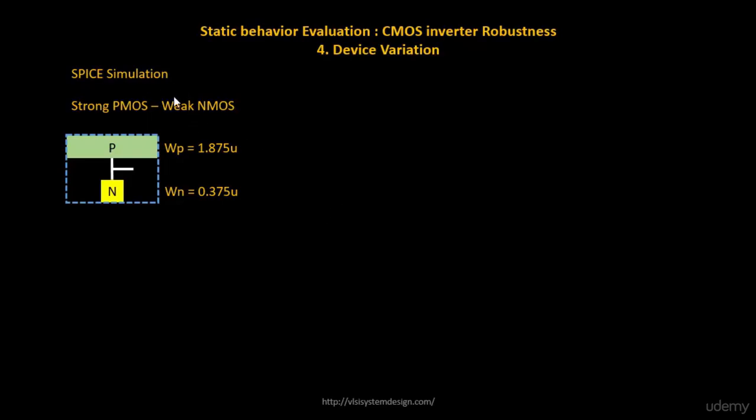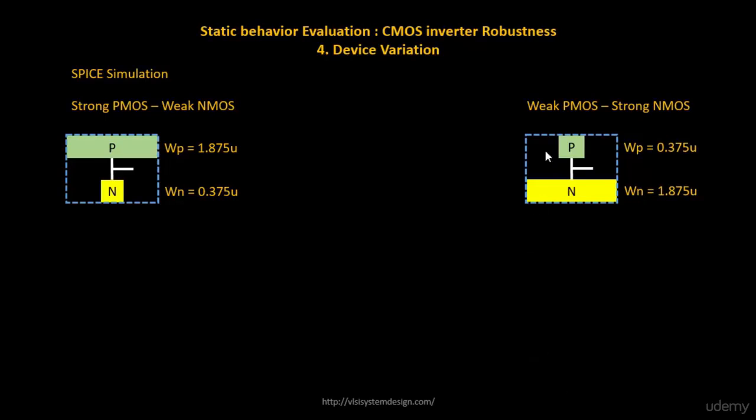The SPICE simulation will start from this point and eventually move to another point. This is the end point of your experiments, where we will use a weak PMOS and a strong NMOS. When I say weak PMOS and strong NMOS, it means exactly the opposite of what we explained here: the highest resistance for your PMOS and the least resistance for your NMOS. So the width of your PMOS is 0.375 micron, and the width of your NMOS is 1.875 micron, which is the highest.